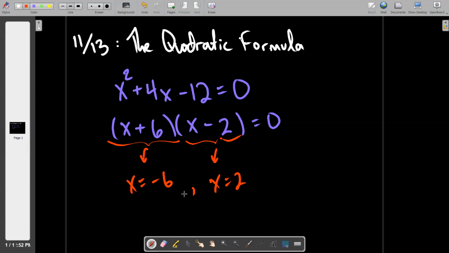If that's not ringing any bells, I'd venture to say you might have missed a few days there at some point. But that's solving a quadratic equation by what we call factoring. Today, we talk about what happens when I can't factor. And that's where the formula comes into play.